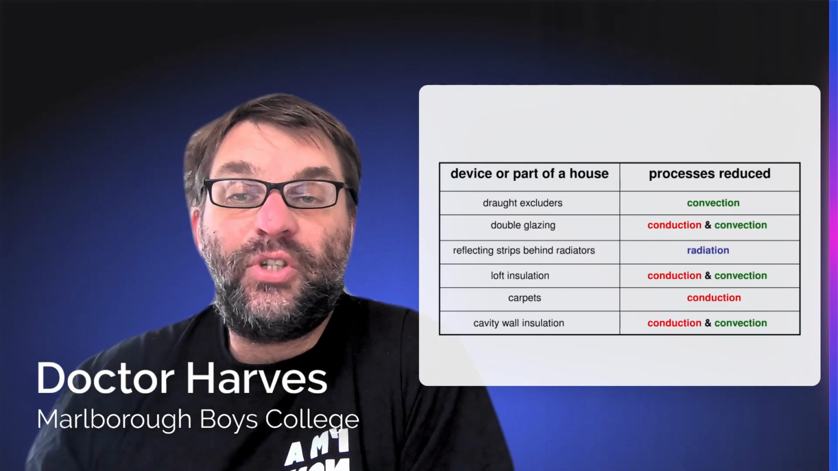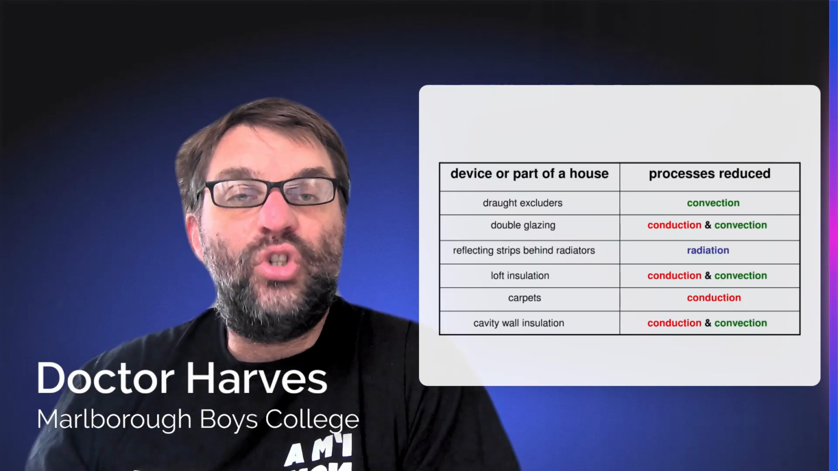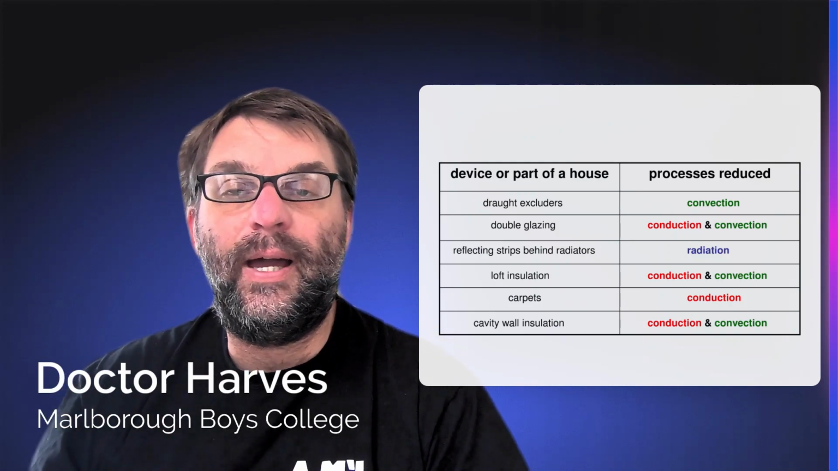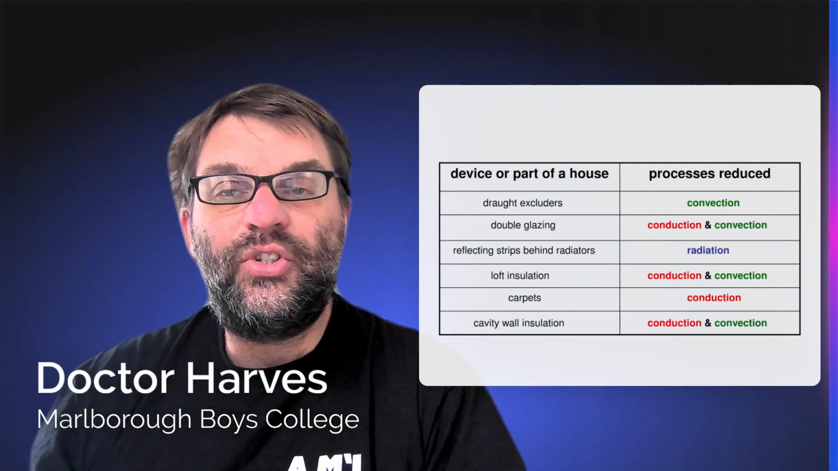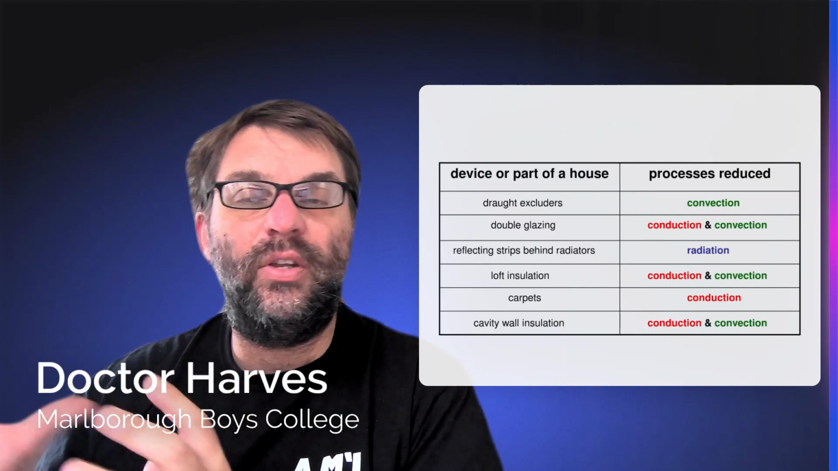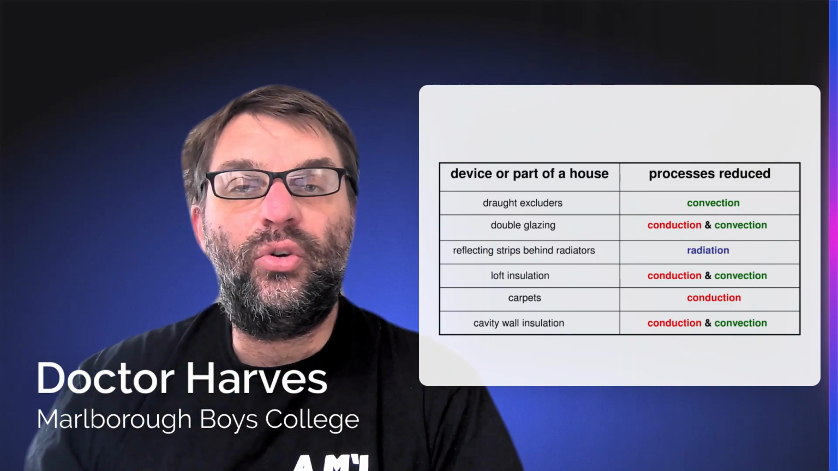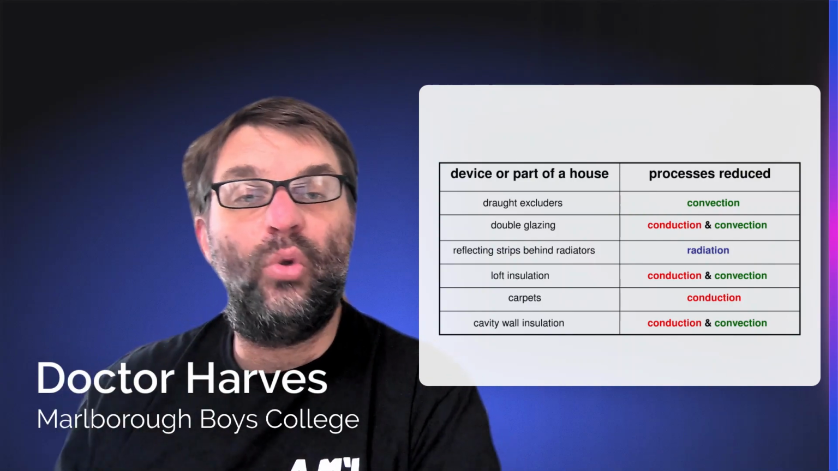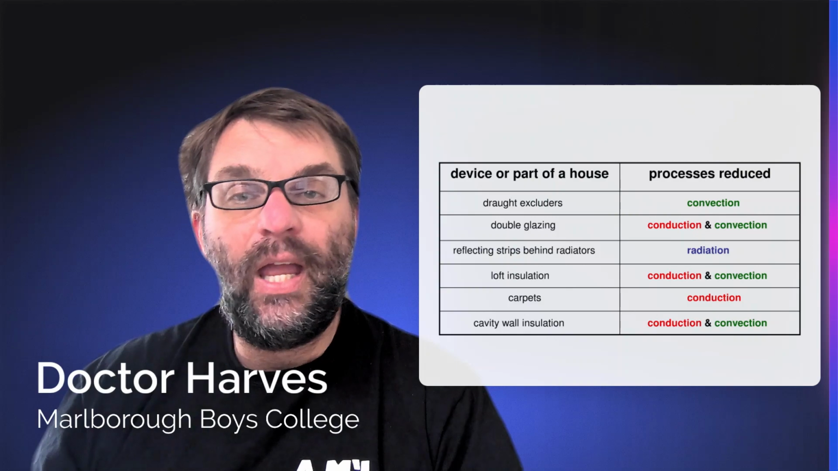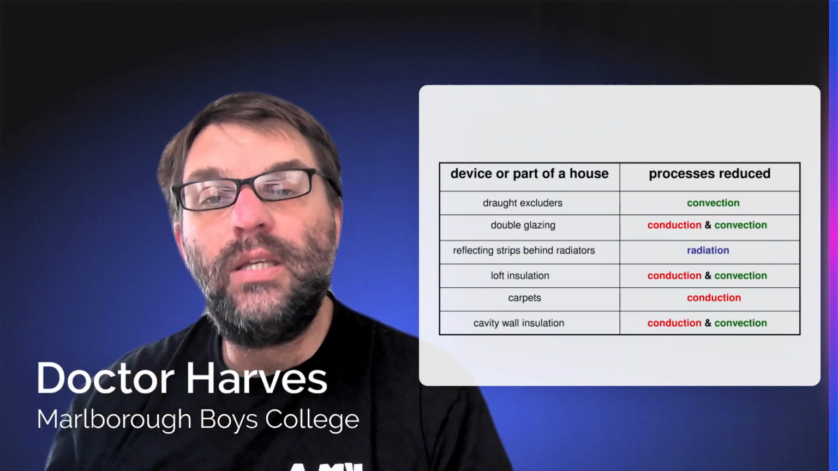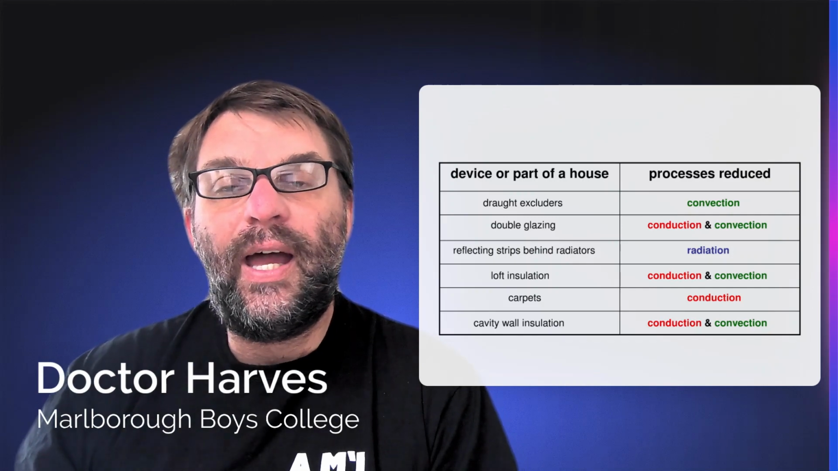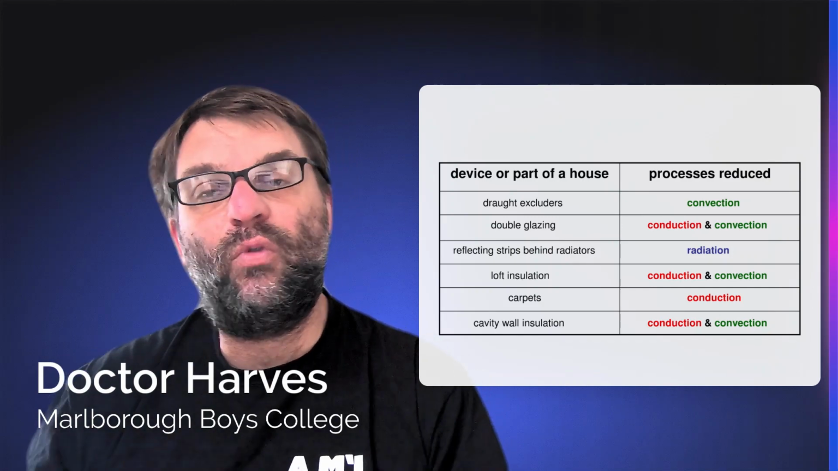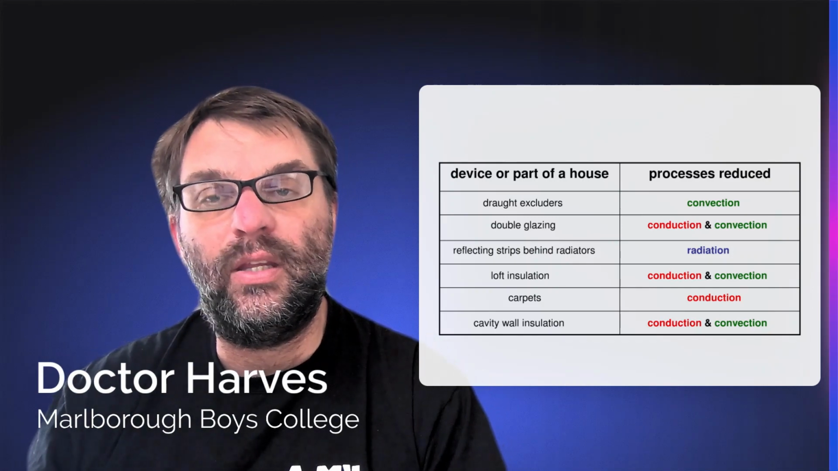Carpets, again, because carpets are made of insulating material, reduce the heat transfer by conduction into the ground. And cavity wall insulation, again, because it's an insulator inside the cavity, is going to reduce heat transfer through the walls by reducing conduction and convection. So those are just some ways, practically, that we can reduce heat transfer by the three methods that we've been exploring in this unit.